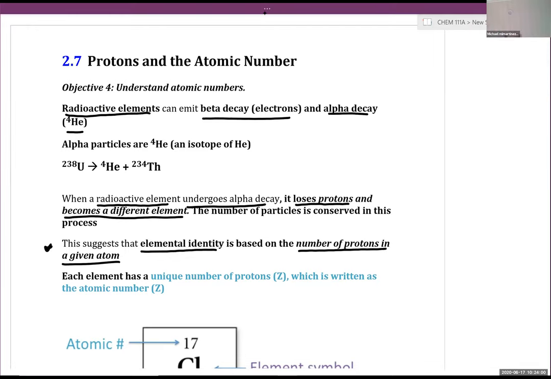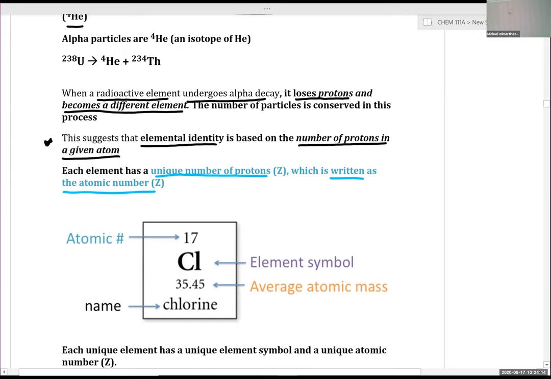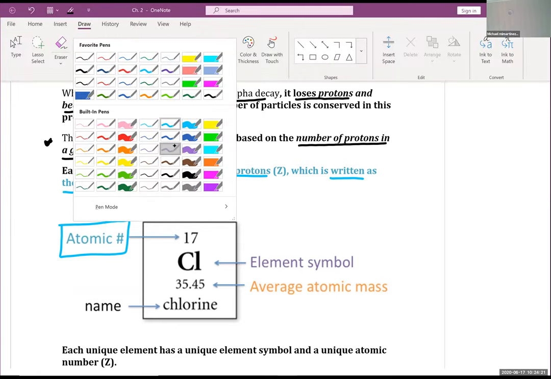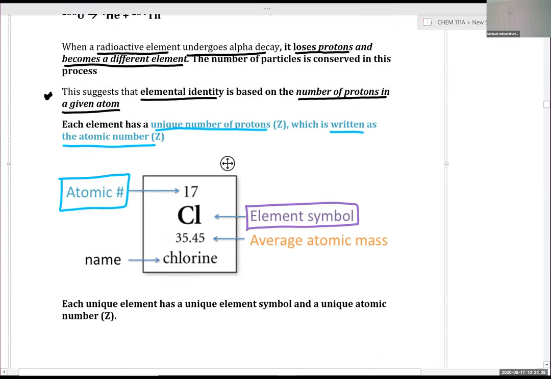So each unique element has a unique number of protons, which is written as the atomic number Z. If you look at the periodic table, each unique element has a unique atomic number. Just to summarize, when you look at the periodic table, each unique element has a unique element symbol and a unique atomic number. So protons play an integral role in an element's identity. If you change the number of protons, you change your element's identity.